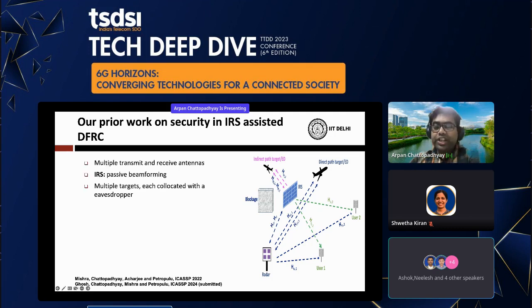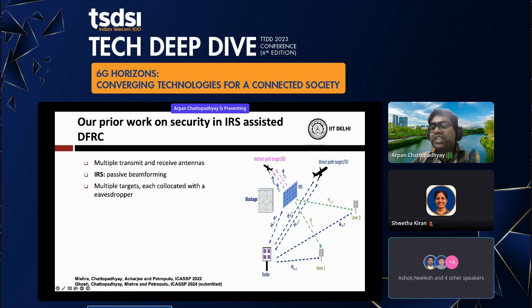So we considered the following problem. You have a radar, there are multiple mobile users, and there are multiple targets. Some of these targets have a direct line of sight path from the radar, and others have indirect paths. Others cannot have a LOS path because there is a blockage. Now, in order to facilitate communication and in order to facilitate the detection of these hidden targets, we are using one intelligent reflecting surface.